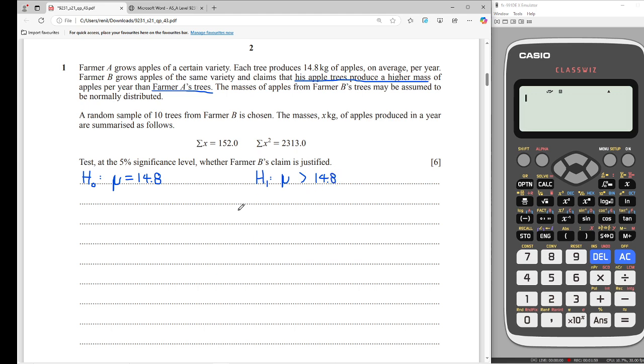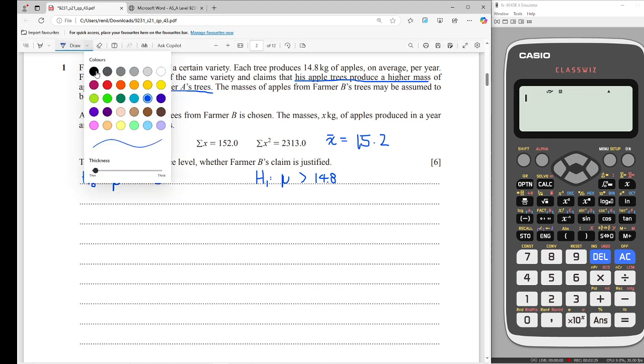Alright, moving on. Whenever we have testing, we need to get the S2 value, which is the unbiased estimate. Before that, let's just note in some values where the sample size n equals 10 and the sample mean is equal to 15.2. Why I say 15.2 is because it's just going to be the sum of x divided by the number of terms. Now that we have the basic data, we can plug it into our formula.